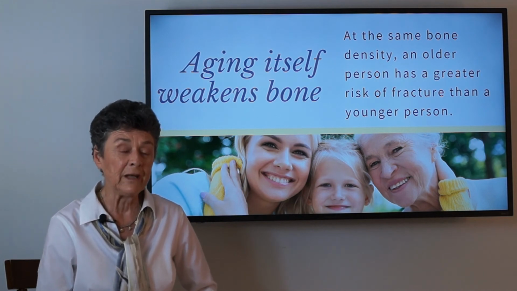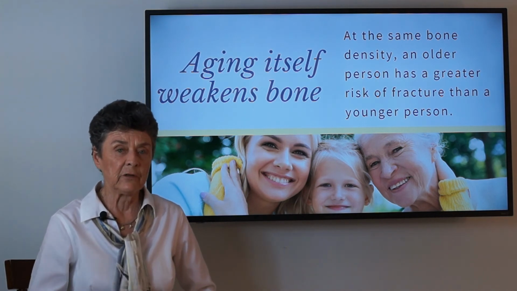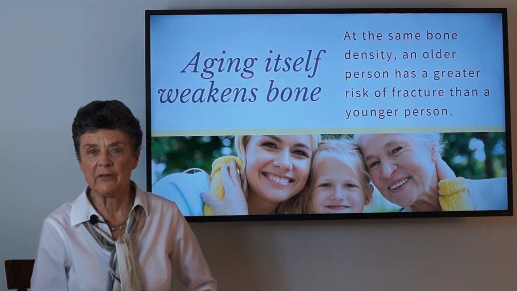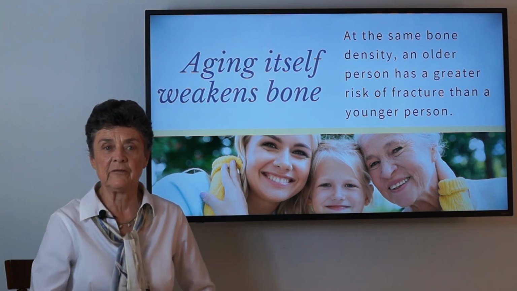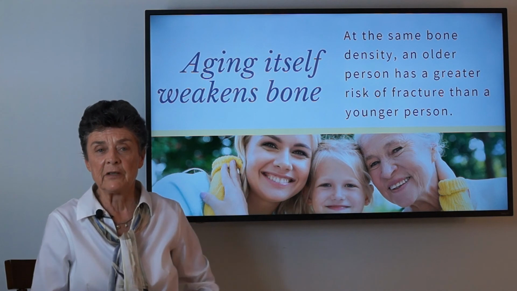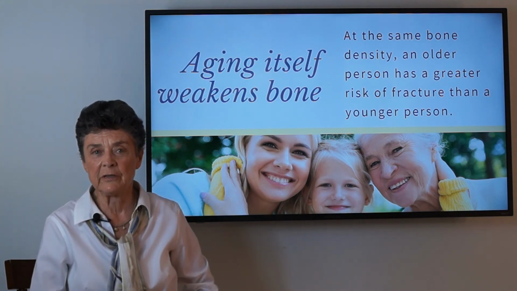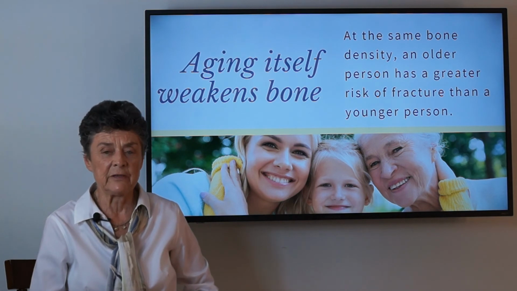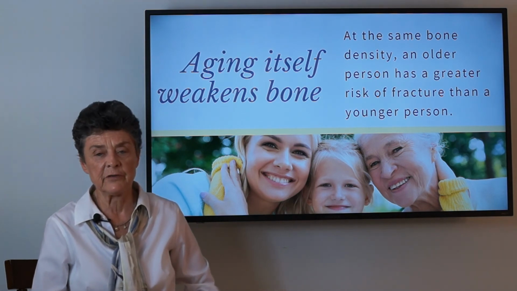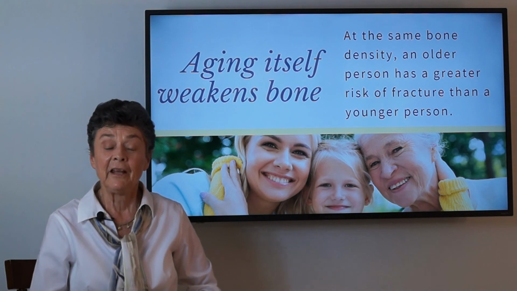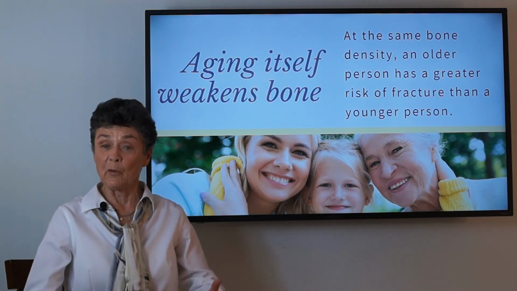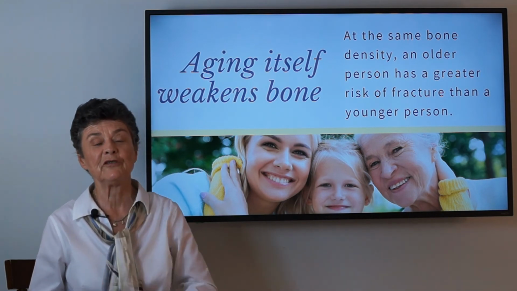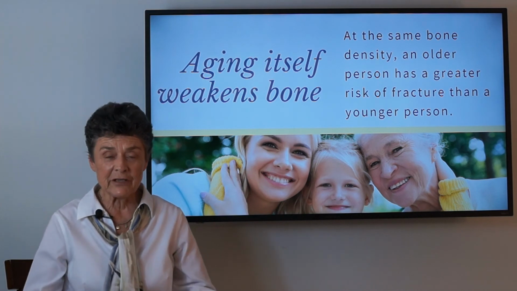But as a whole, the average person, how they live their life, the aging itself tends to weaken bone. So if you have a bone density of -2 at 30, your risk of fracture is less than if you have -2 at 80. So at the same bone density, an older person has a greater risk of fracture than a younger person. And I always joke too, I say, hey, the more miles we put on the chassis, the more attention we want to pay.